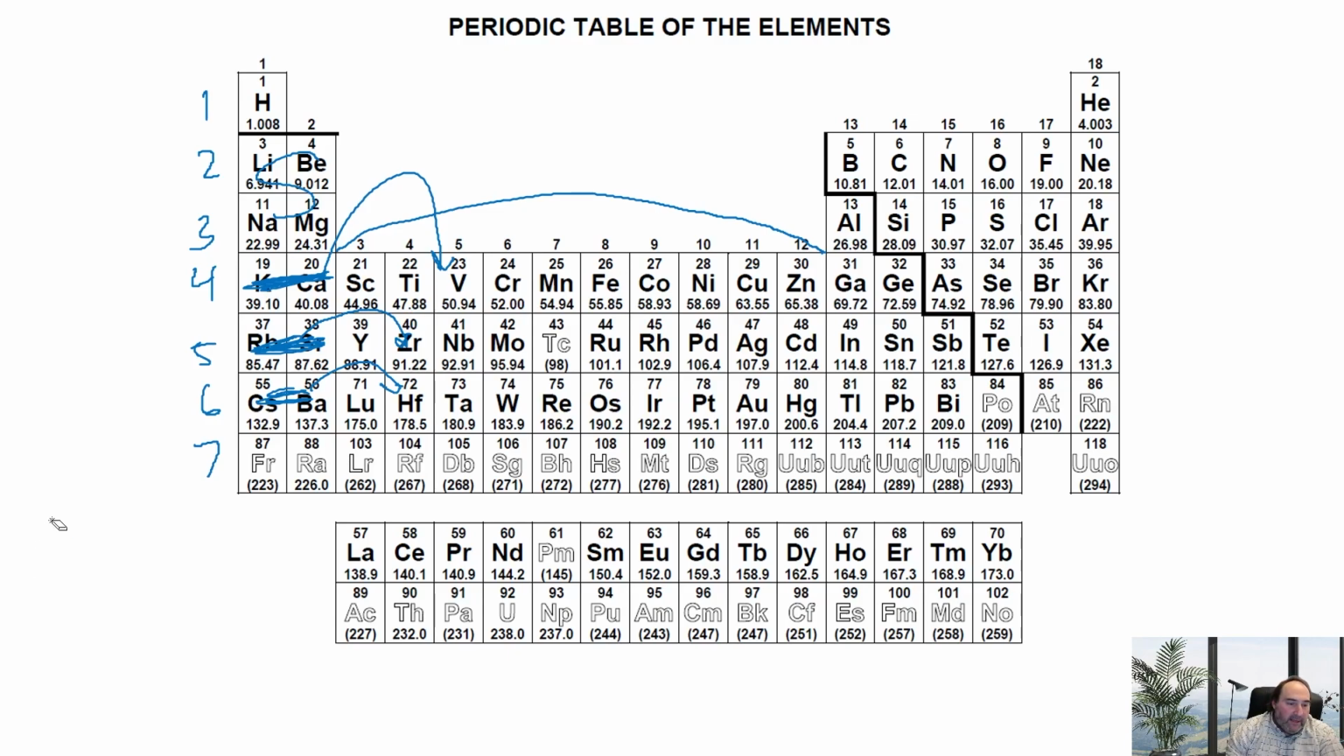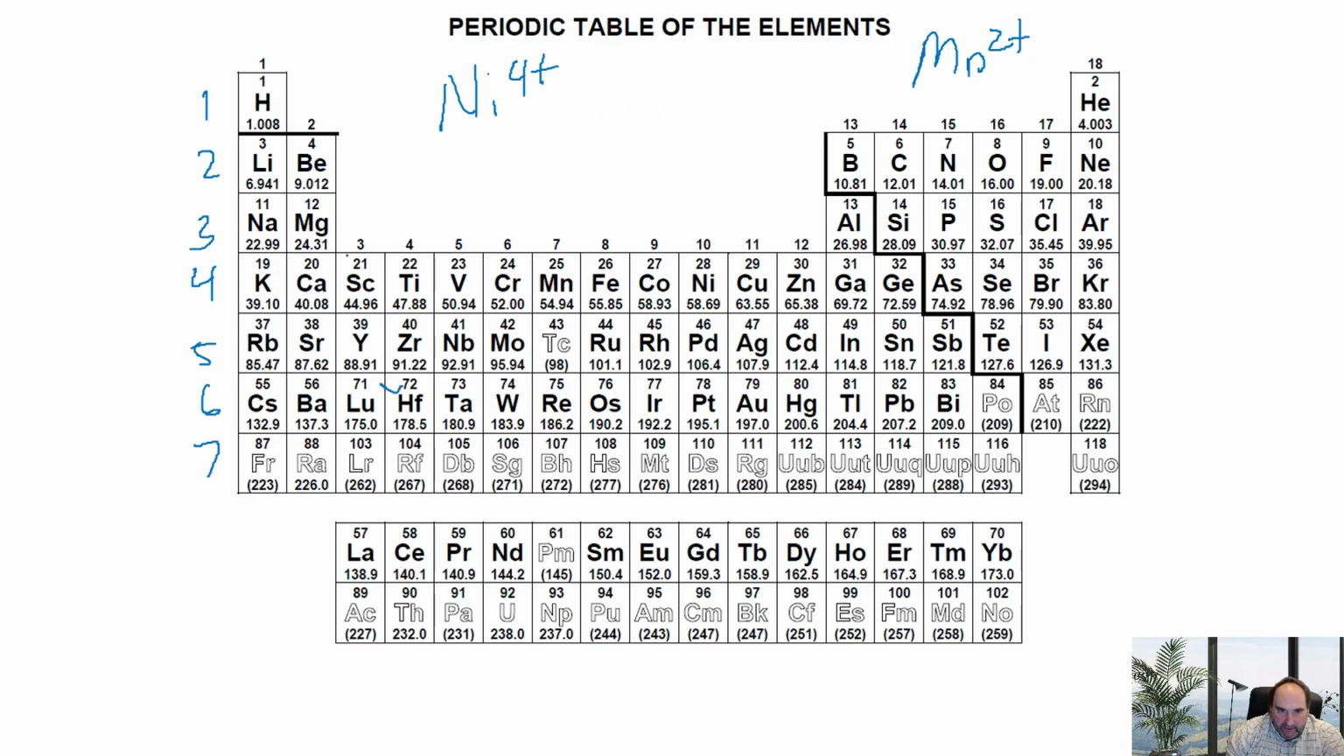With that being said, why don't we try one here? Why don't we try a couple here just to make sure? Why don't you write the electron configuration for, let's do nickel with a +4 charge. And why don't we do Mn with a +2 charge? So here's Mn, 25, nickel, 28. So take a moment and see what you come up with. Again, both transition metals, and make sure you adjust it accordingly.